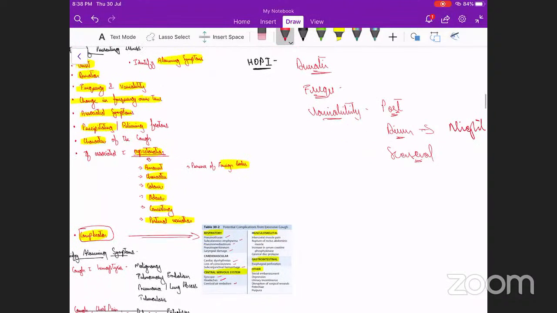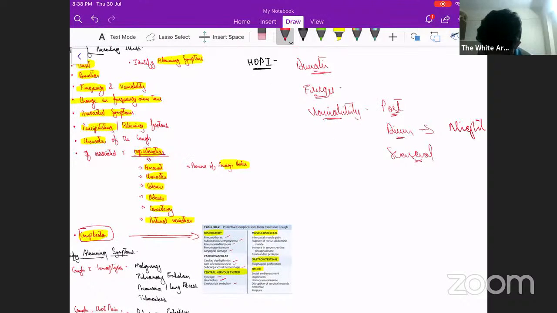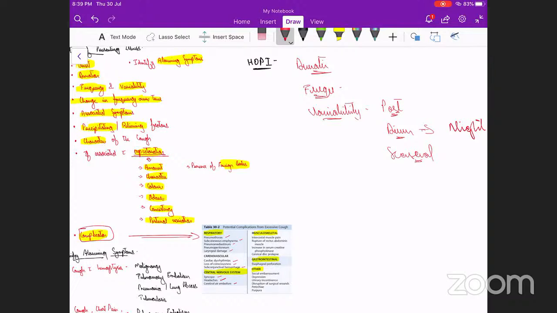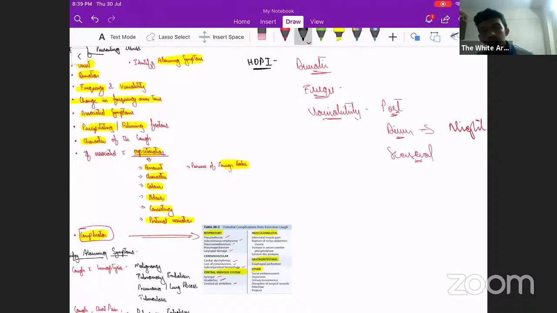Next, aggravating and relieving symptoms. It aggravates at night time, nothing else as such. It relieves as and when you give antitussives, but again it comes back. Any precipitating factors, sir? No precipitating factors. That one I told, no? Aggravating factors, yes.